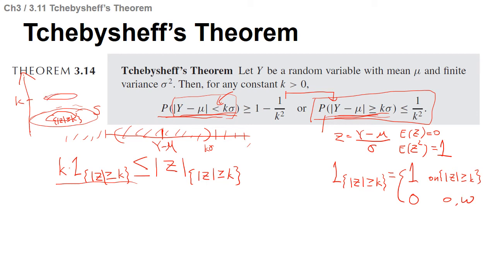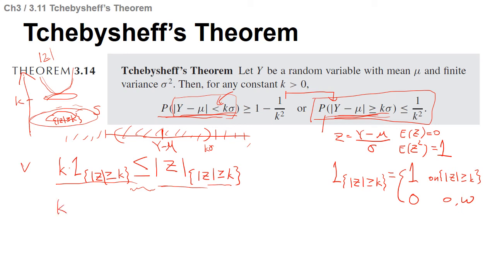However, for the random variable, on this set the absolute value of z is greater than k. So we can check the inequality here: the absolute value of z is greater than or equal to k times this indicator random variable. So we can see this inequality, and we can also check the k squared version.